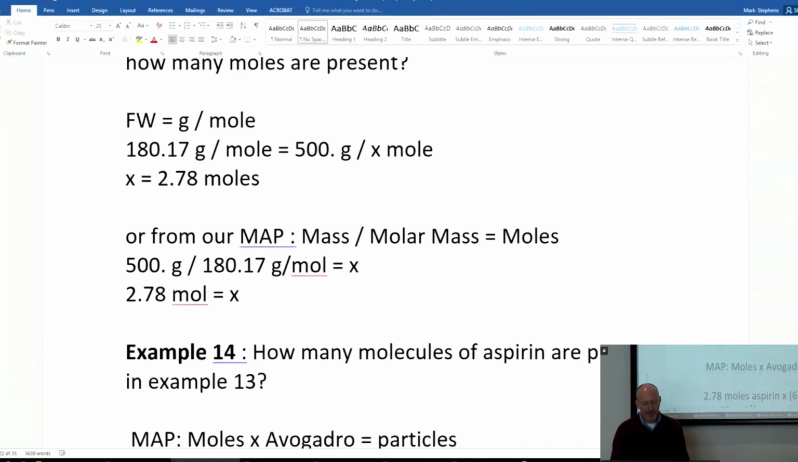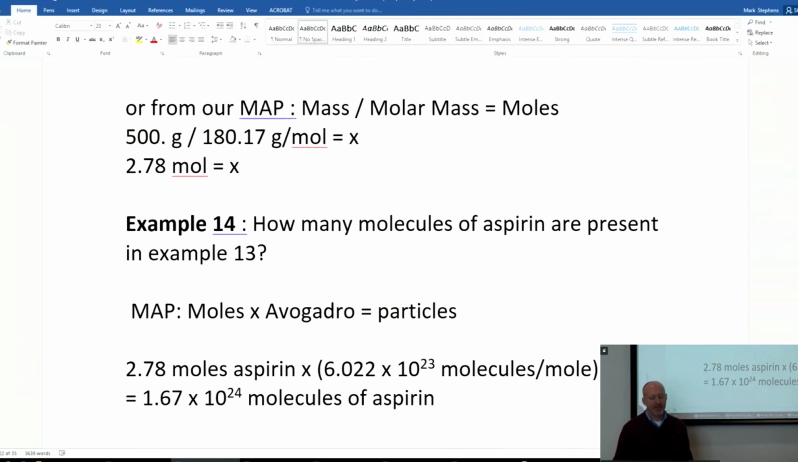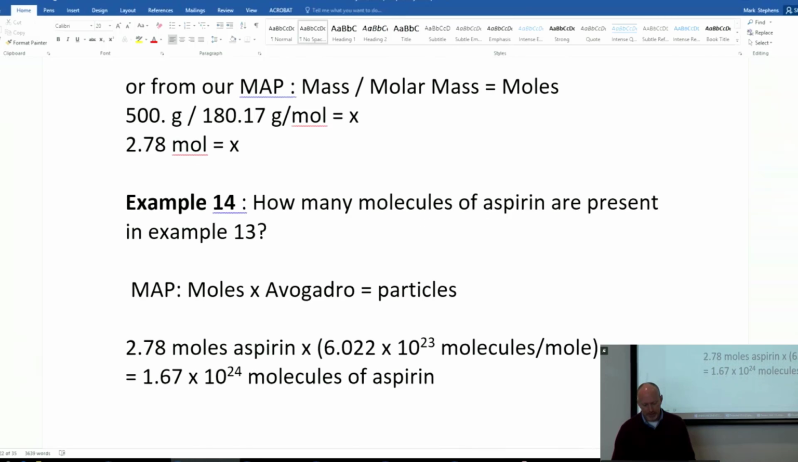The mole map is giving me that in one step, 1.67 times 10 to the 24th molecules of aspirin. Questions about that? We built sequentially through the problem. We started with mass, we converted to moles. From moles, we converted to particles, just like we did when we considered just elements.